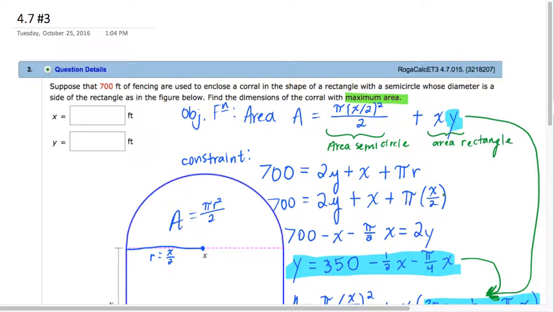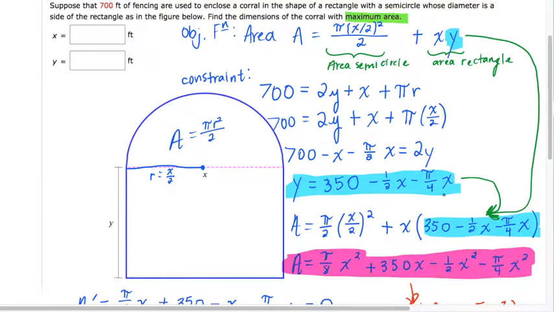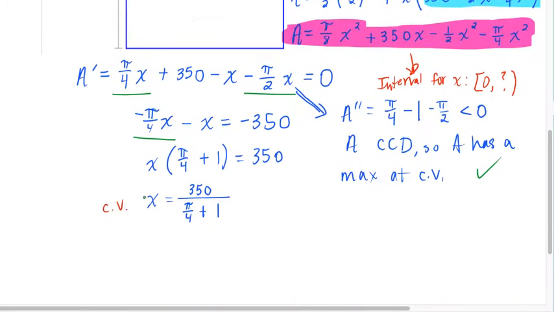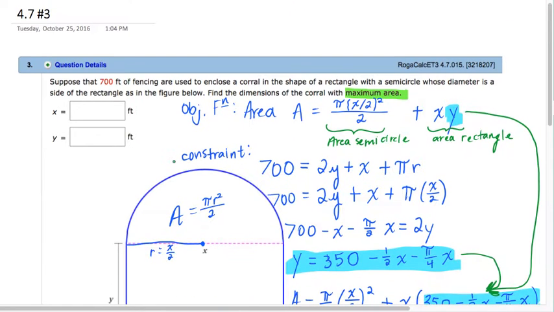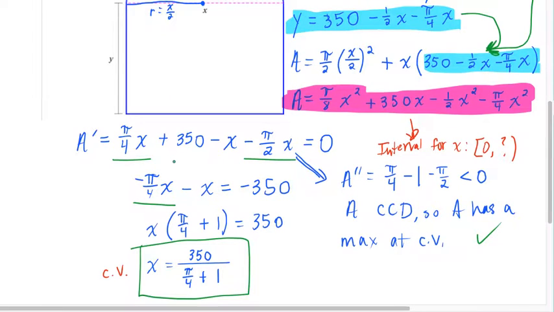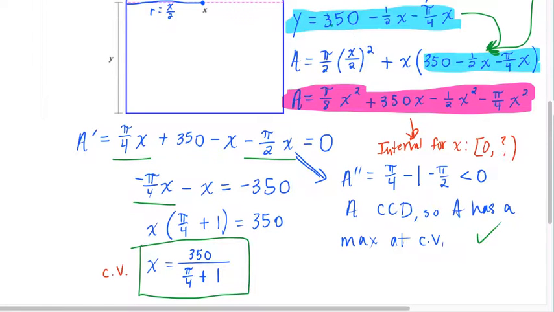What did the question ask for? Find the dimensions. Okay, so we've solved for x. That's x. Did it say to round? No, we're not rounding, are we? So that's the exact x, and then you could go back right here, plug in your x to get your y. I think y'all can do that.